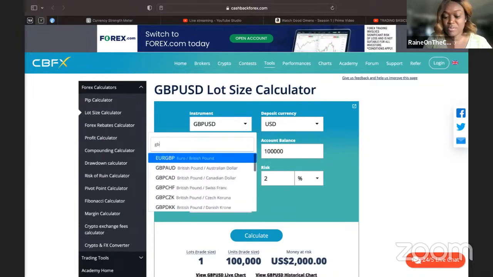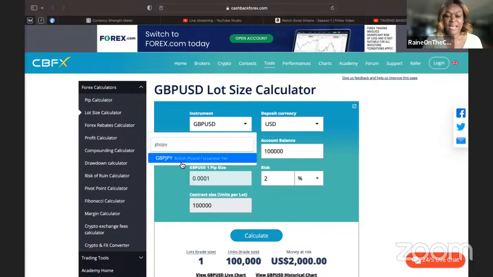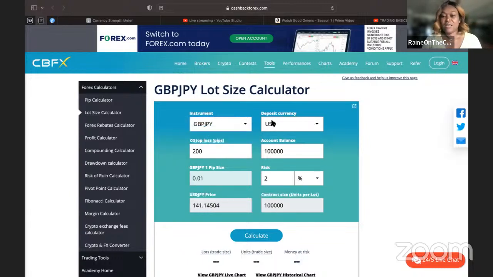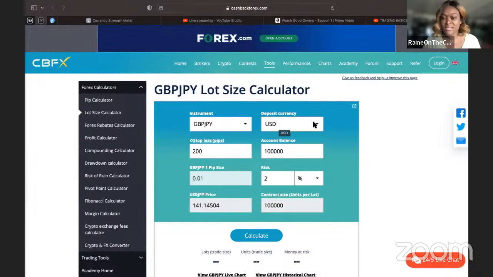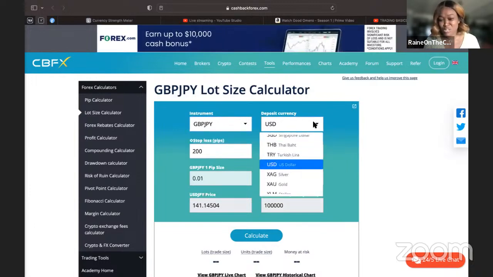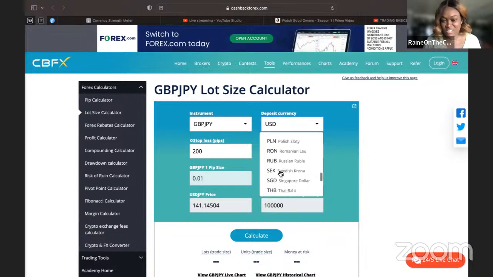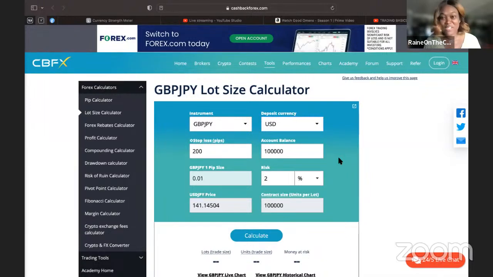Let's say GBPJPY. And you're just going to select that. I'm trading in US dollars. I imagine that most people are, but you would drop down. Your account is a US dollar account, I'm going to imagine, so it's automatically there. But if somebody is watching in some exotic location and you're using something else, you just change it here, the deposit currency. What type of money did you deposit into your broker?